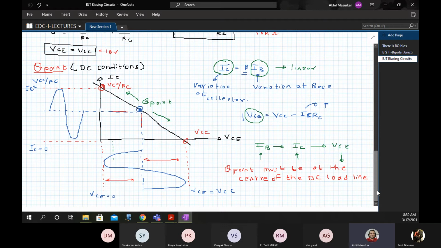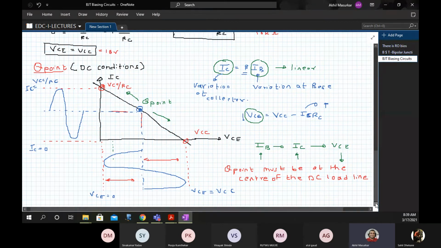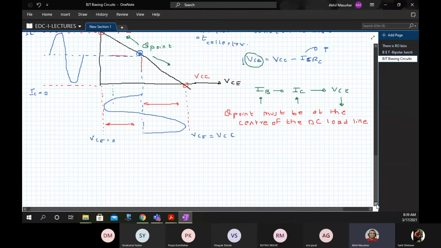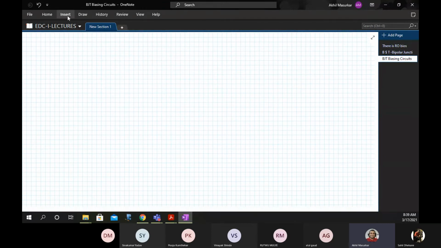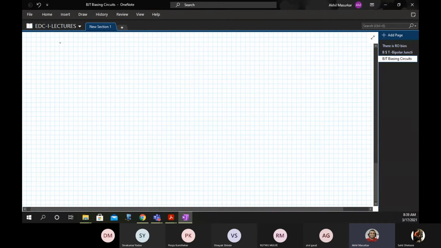Okay, so let's move to the next point, that is stability of Q point. Now in the exam there is a small derivation that they might ask you, so just be a little bit careful when you take down the things.